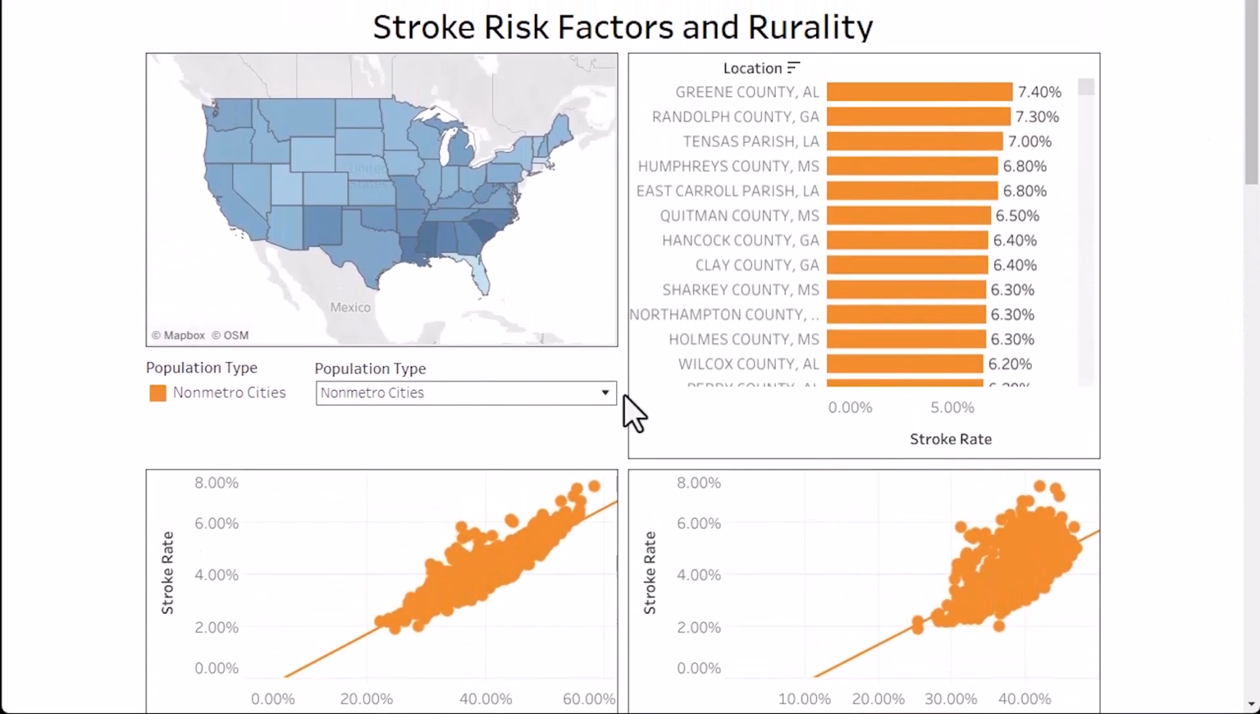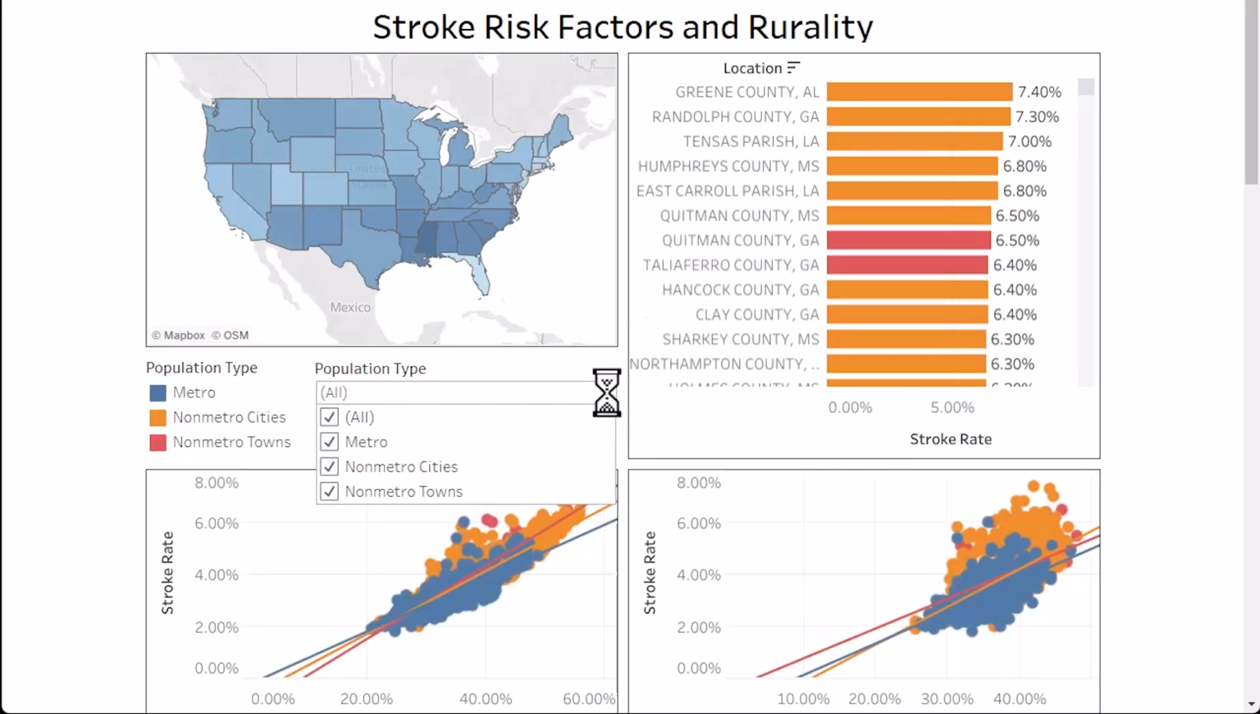We can bring that data back to include all population types by clicking on all, and the dashboard will refresh, and then we're back to all 50 states and all population types. So this is the stroke risk factors and rurality dashboard.